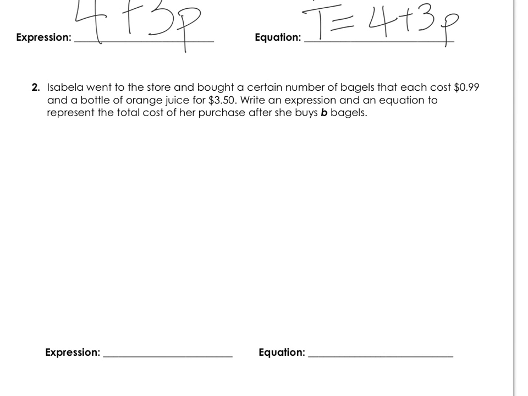It says that Isabella went to the store and bought a certain number of bagels that each cost 99 cents. So each bagel costs 99 cents. And she bought a bottle of orange juice for $3.50. Notice how it says a bottle of orange juice, indicating that it's just one. But it didn't say the exact number of bagels. It just says a certain number of bagels, right? So we don't know how many. It says write an expression and equation to represent the total cost. So what do we try to find here again? We're trying to find the total cost of her purchase after she buys B bagels.